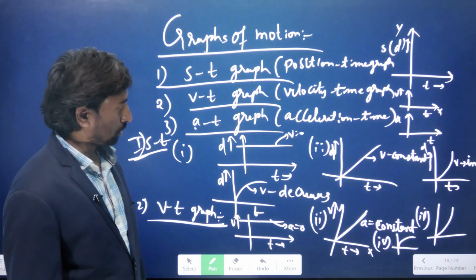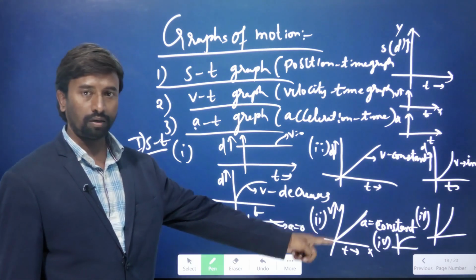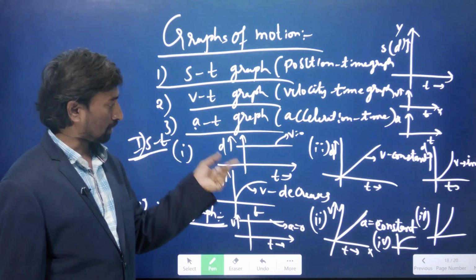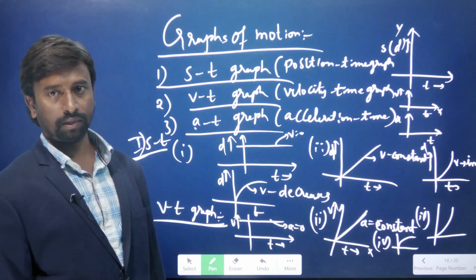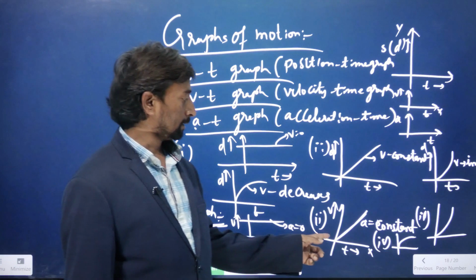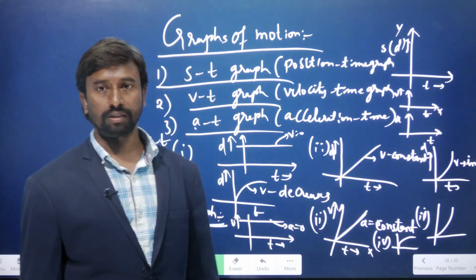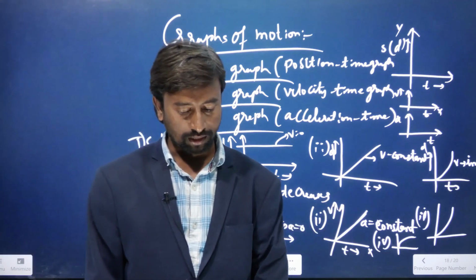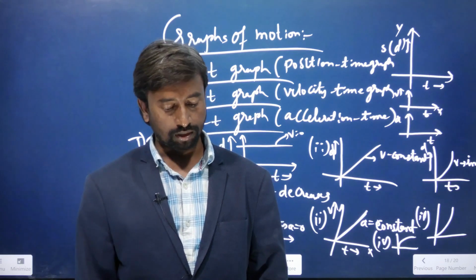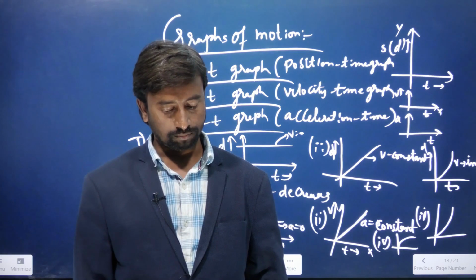And if it is moving with uniform acceleration, the acceleration-time graph will be a straight line passing through the origin. If it is non-uniform, then we'll get variable acceleration. We can say that is a variable acceleration. So like that, we have the acceleration graphs. These are all the graphs of motion.